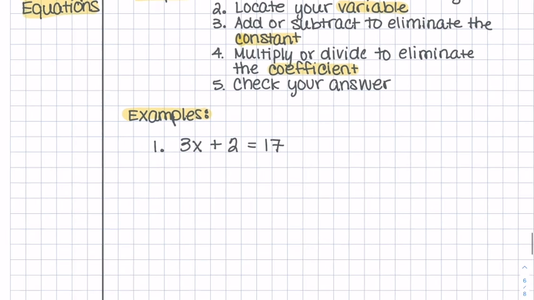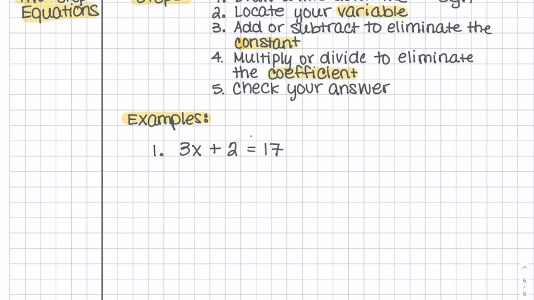So if we look at the steps, the first step says draw a line down the equal sign. So I'm going to draw my line down the equal sign, okay? Step 2 says locate your variable. Found my variable, it's on the left side this time. All right, cool. Third step says add or subtract to eliminate the constant.